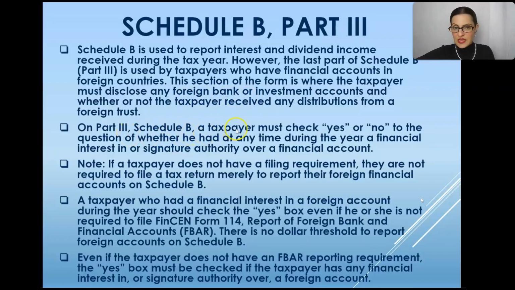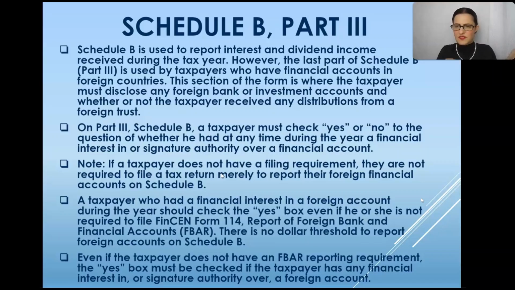On Part 3, Schedule B, a taxpayer must check yes or no to the question of whether he or she at any time during the year had a financial interest or signature authority over a financial account. Note, if a taxpayer does not have a filing requirement, they are not required to file a tax return merely to report their foreign financial accounts on Schedule B. So if the person doesn't have to file a tax return, they don't have to file a tax return just to make this kind of a disclosure on Schedule B. But if they do file a tax return and they do have a foreign financial account, then they have to check yes on the Schedule B.